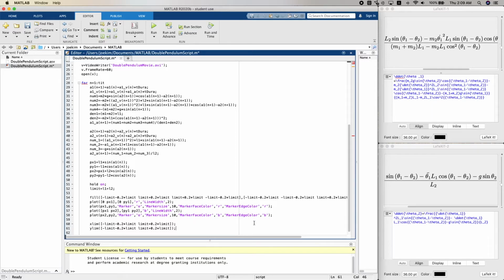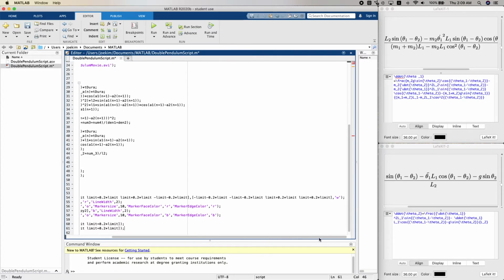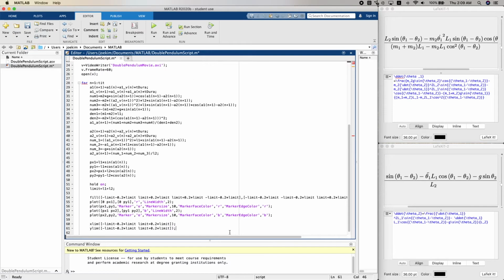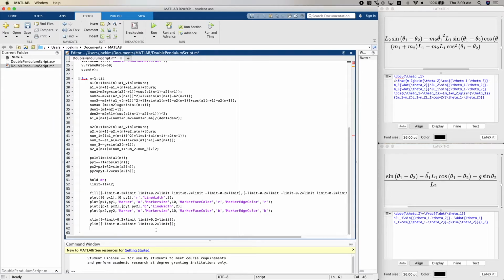Is there any mistake I made? Because I made quite a lot of mistakes, I've got to check all these. I think I'm doing well so far. Okay, let's move on. Now we're basically done.